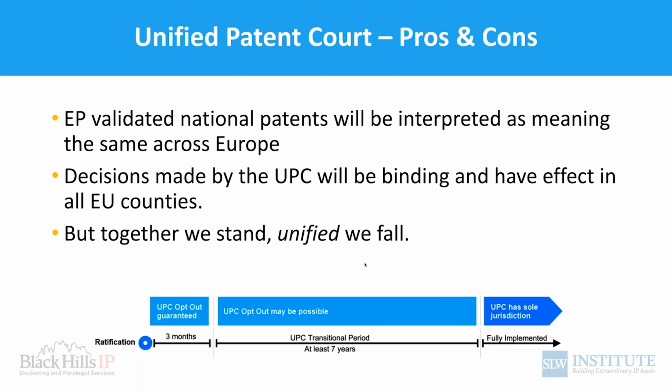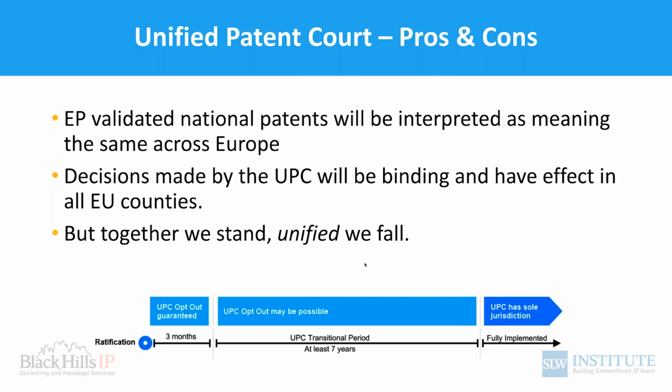There are pros and cons of the European system being implemented under the Unified Patent Court. It's not just the quality of decisions that have to be considered when deciding whether or not to accept the jurisdiction of the Unified Patent Court. Under the UPC, EP-validated national patents will be interpreted as meaning the same across Europe, and decisions made by the UPC will be binding and have effect in all EU countries, i.e. a decision regarding an EP patent validated in France will also be binding on an EP patent validated in Germany.